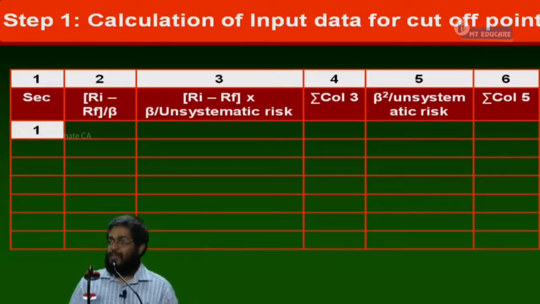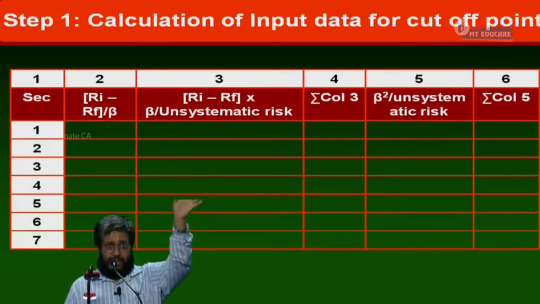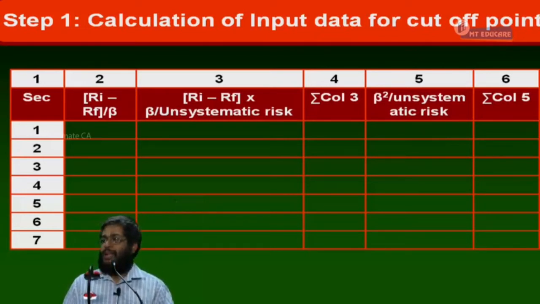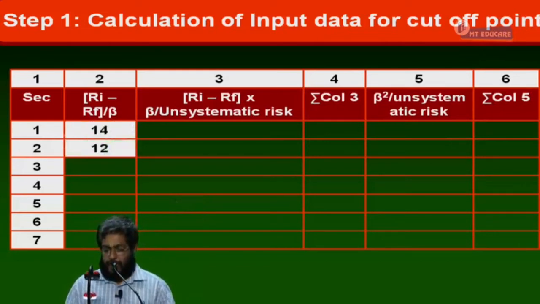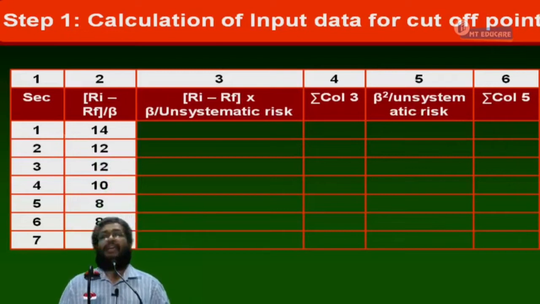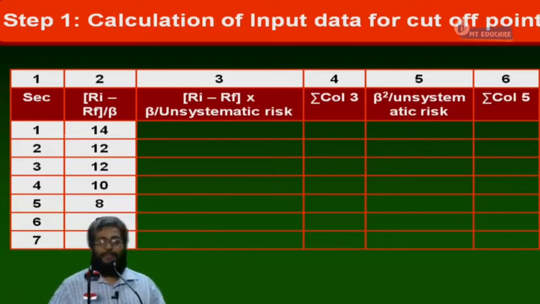You tell me one by one. Name the securities: 1, 2, 3, 4, 5, 6 and 7, the 7 shares in the stock market. Security 1, what is RI minus RF by beta? Last column: 14, 12, 12, 10, 8, 8, 6. Okay, make a change. It's going to be 6. I'll change it later. Can I put it or not?